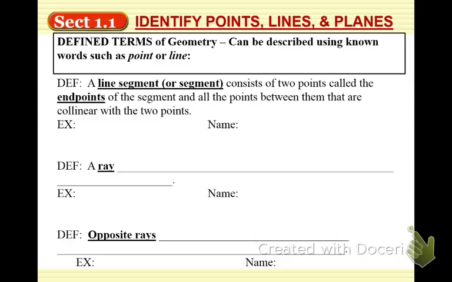And so the first we come across is a line segment, right? So lines extend forever. They have an infinite length, okay? Well, sometimes we want to represent things that have a length, a distance or whatever. And so we want to cut that line down so that we can possibly measure it. And so a line segment or a segment is what we do there. It consists of 2 points called the end points of the segment, and all the points between them that are collinear with the 2 points.